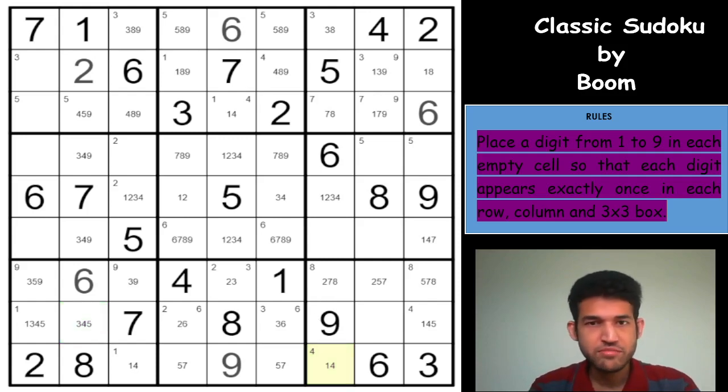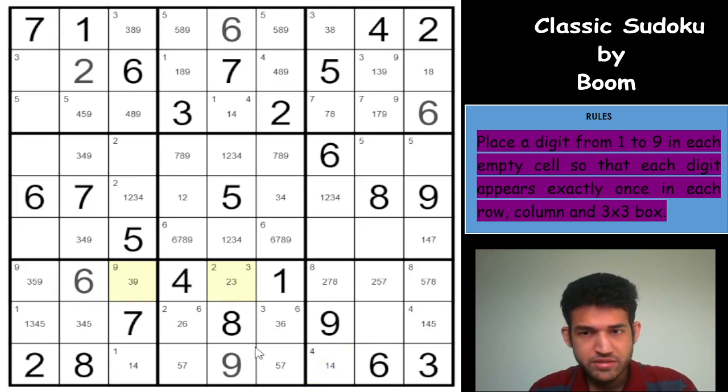I'm sorry for this. I seem to be completely stuck here. I'm not sure what is the deduction. We have a 2, 3 here, a 3, 9 here. Do we have a wing of sorts? 2, 3, 3, 6, 2, 3, 2, 6, 1, 2. Okay, doesn't seem to be the case.